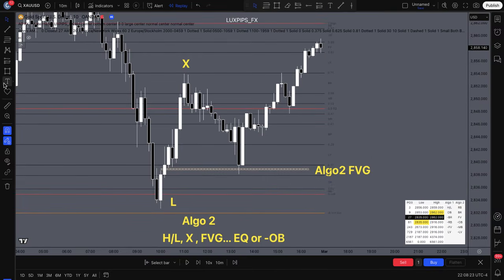Oh, I do want to say this too. Algo 2 is easier to see, and in my opinion, stronger. Because the thing is, you don't need an Algo 1 to be forming to use Algo 2. Algo 2, you can see it in many different scenarios.